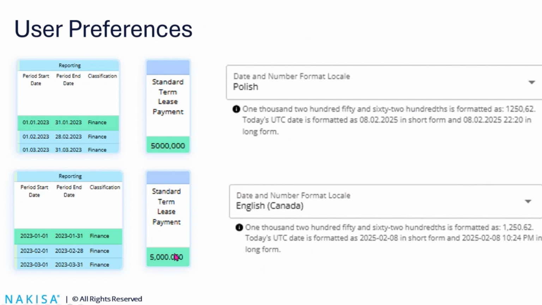Now, the example here is for English Canada. If the format is chosen, you will see the year, the month, and the date. Here is for the dollar value as well. Let me go on the UI to show you live.